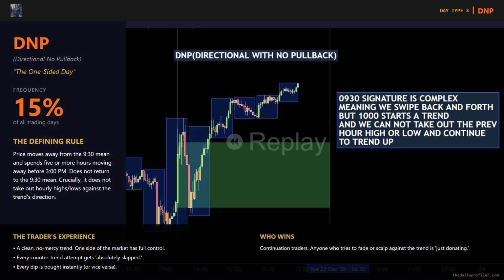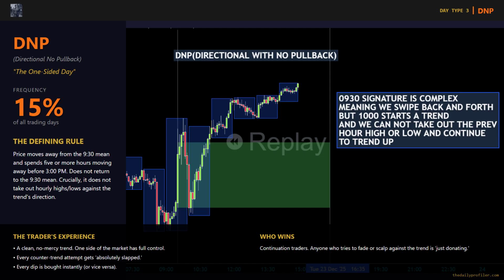Look at the chart. See how price just walks away from the 9:30 box and never looks back? Every single hour makes new highs or new lows in the trend direction. That's DNP. What does this feel like as a trader? A clean, no mercy trend. One side of the market has full control. Bulls or bears, someone is completely in charge. Every counter-trend attempt gets absolutely slapped. Instantly rejected. Every dip is bought immediately, or every rally is sold immediately if it's a downtrend.